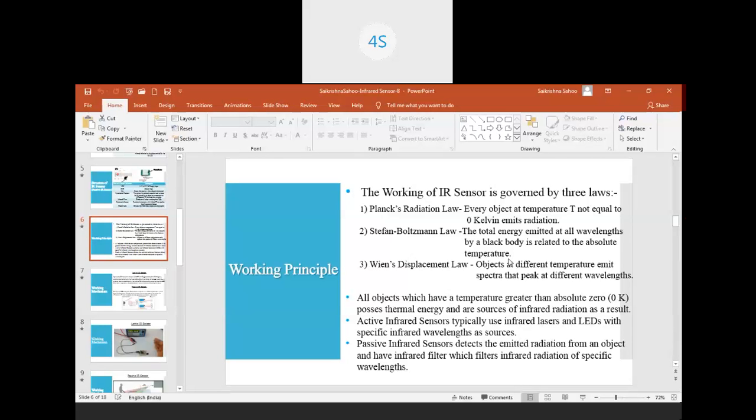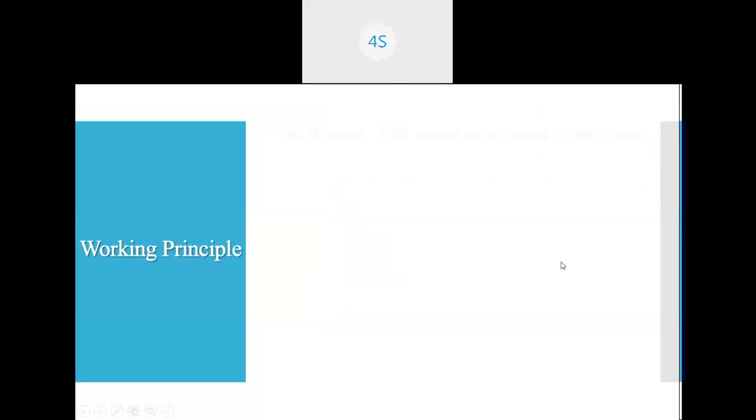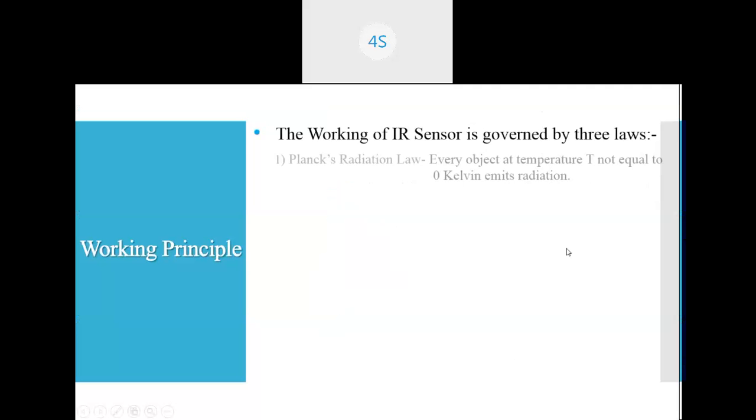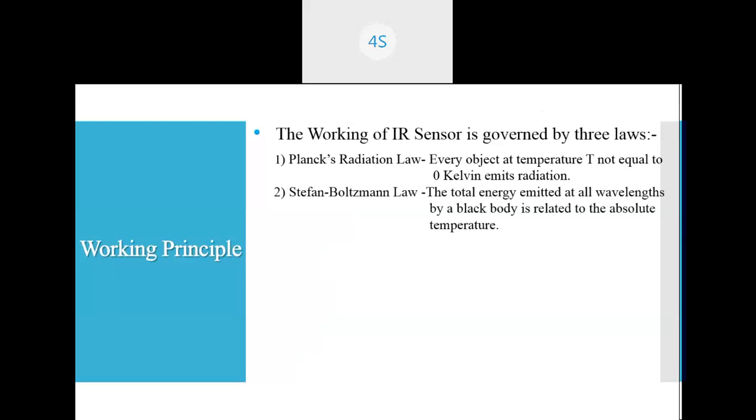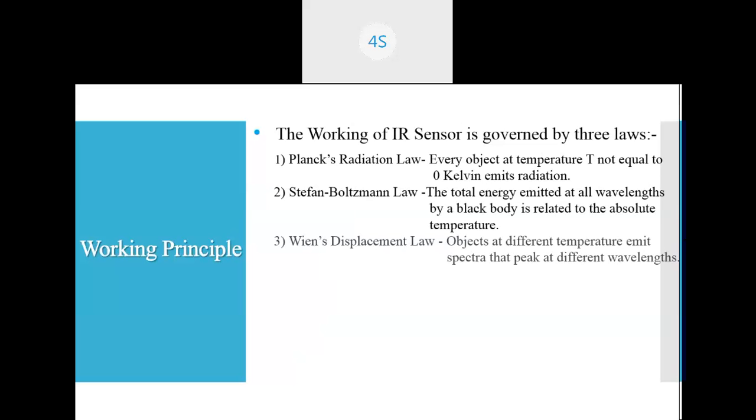So here is the working principle of an IR sensor. The working principle of an IR sensor is governed by three laws of physics. Planck's radiation law states that every object at temperature T not equal to 0 Kelvin emits radiation. Stefan-Boltzmann's law: the total energy emitted at all wavelengths by a black body is related to its absolute temperature. Wien's displacement law: objects at different temperatures emit spectra that peak at different wavelengths.